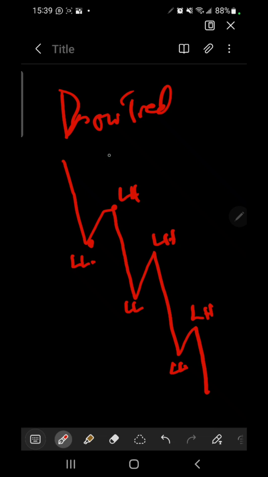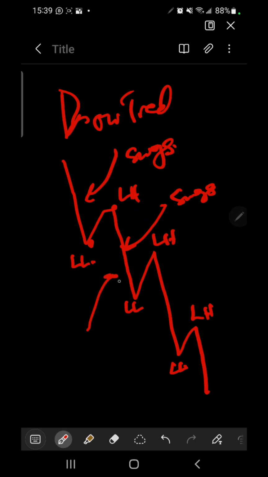Remember we said these moves are called swings. The main moves in the direction of the trend are called swings, and the temporary movements in the opposite direction of the trend are called retracements. This is a retracement. There are going to be temporary movements of price in the opposite direction of the trend. Those are termed retracements. So we don't want to be entering the market when it is retracing. We want to be entering the market when it is actually in the swing.